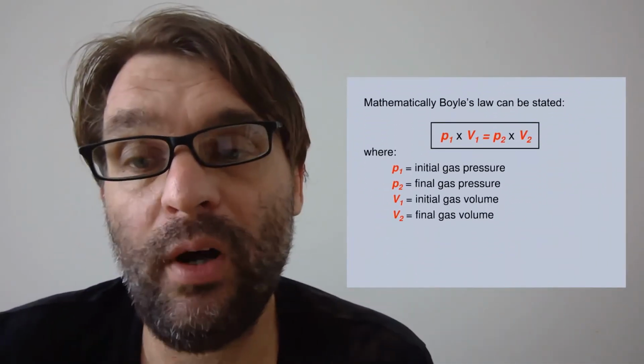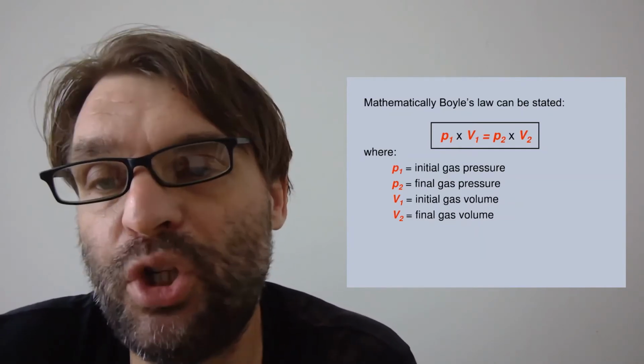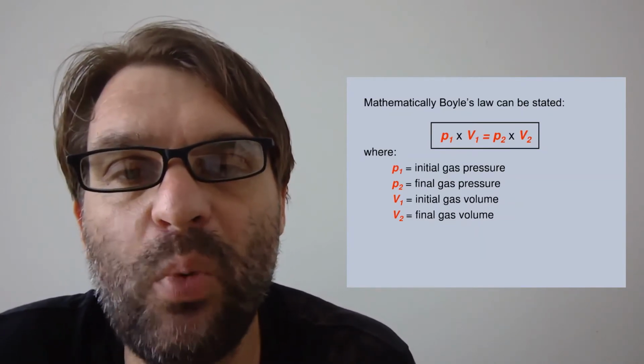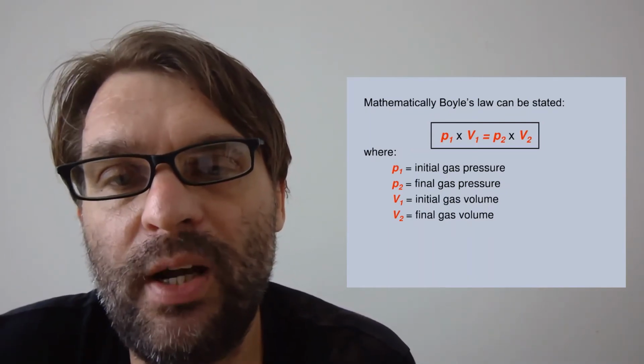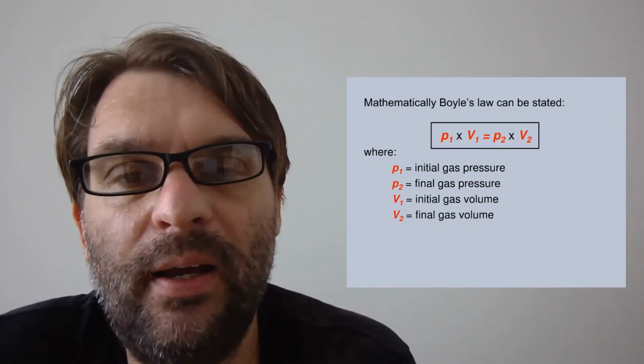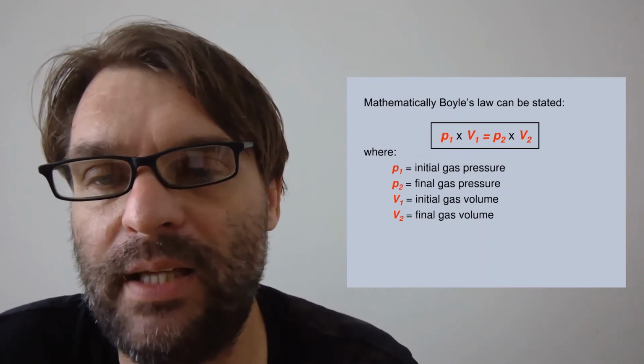Okay, and therefore you can use the following equation if the temperature and the mass are constant. P1 V1 equals P2 V2, where P1 is the initial gas pressure, P2 is the final gas pressure, V1 is the initial gas volume, and V2 is the final gas volume.